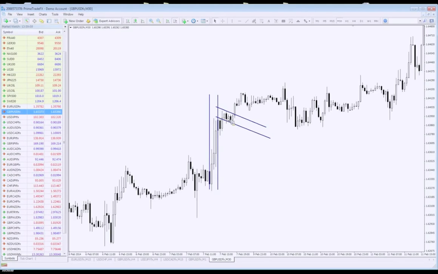Now, the reason they call it a bull flag, even though price is going the opposite way of the trend, these candles are going bearish, they call it a bull flag because the general market that it occurs in is a bullish market. Does everybody see that concept?